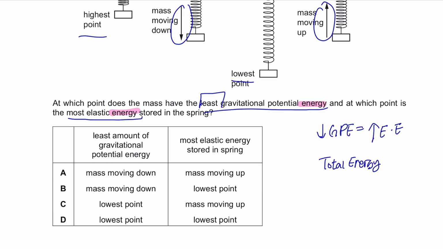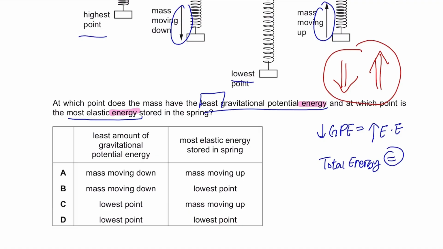So you cannot have a point where you both have high gravitational potential energy and high elastic energy, and also because gravitational potential energy pulls you down and the elastic energy pulls you up. These are exact opposites of each other, so they need to be balanced. If one thing is low, the other thing should be high.